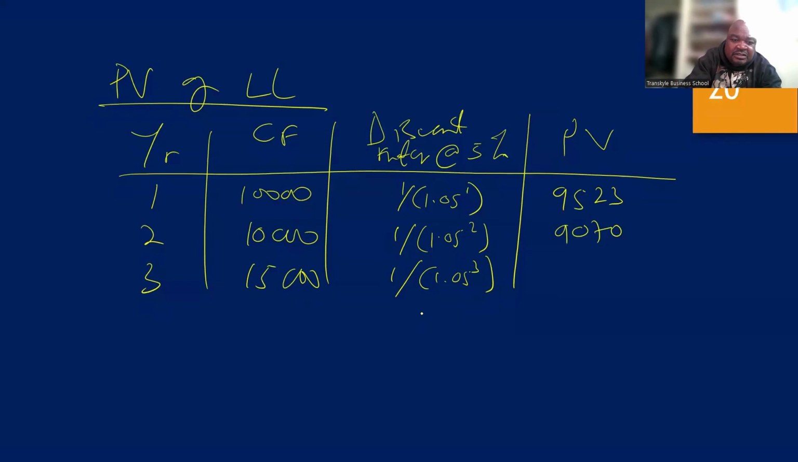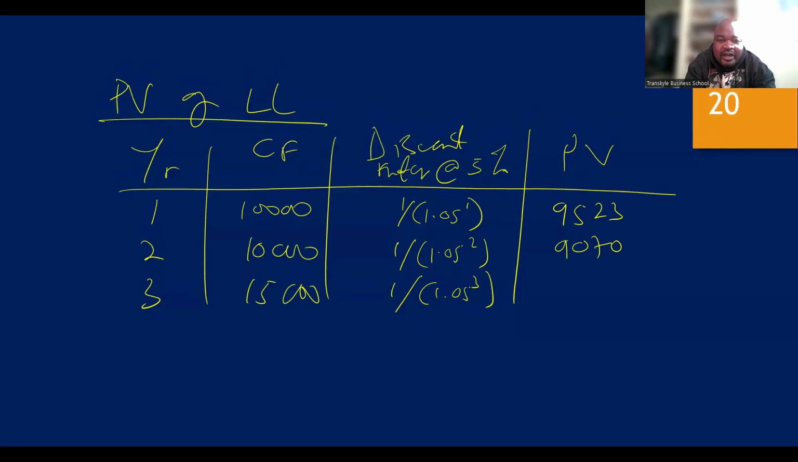Then the last one. You can see, guys, there's a lot of working here. That's 15,000 divided by 1.05 to the power 3. That's 12,958.